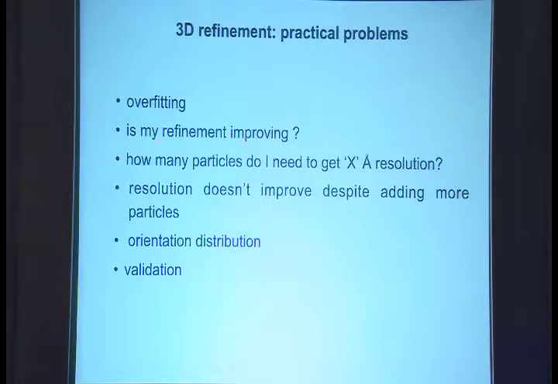And then the question you want to ask is, is my refinement improving? So you can say, collect a lot of data, put it in the computer, and then go away and come back and see if the refinement has improved. And then, how many particles do I need for a given resolution? You keep adding particles, but the resolution doesn't improve. Why does it happen? And then the orientation distribution, and validation.